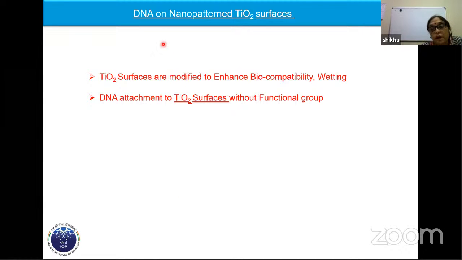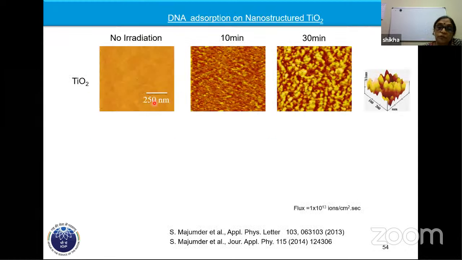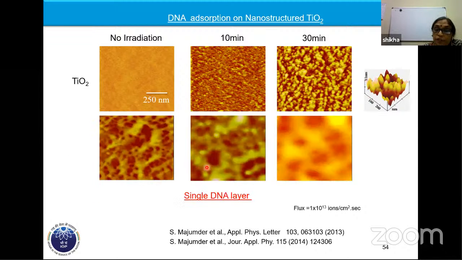So for our case, we have studied the TiO2 surfaces, which have been modified to enhance the biocompatibility. And we have studied the DNA attachment on TiO2 surfaces. For this, we have done nano-patterning of TiO2 surfaces using ion irradiation. So these are the irradiated surfaces. This is the clean surface of TiO2 again. And this is after 10-minute irradiation, and this is after 30-minute irradiation. This is what the crystallites on the irradiated surfaces look like. And this is after we put a DNA layer on the respective surfaces.